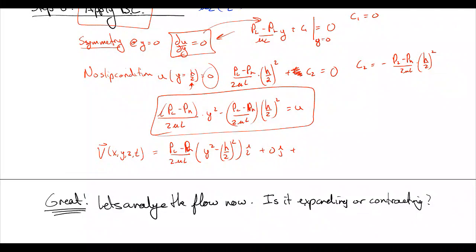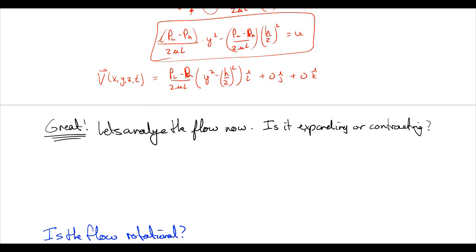Wonderful. Let's analyze this flow now. First of all, is it expanding or is it contracting? If we're going to look at that, we have to use our dilatational constant. So 1 over dV, dV/dt is equal to the partial of u with respect to x, plus the partial of v with respect to y, plus the partial of w with respect to z.